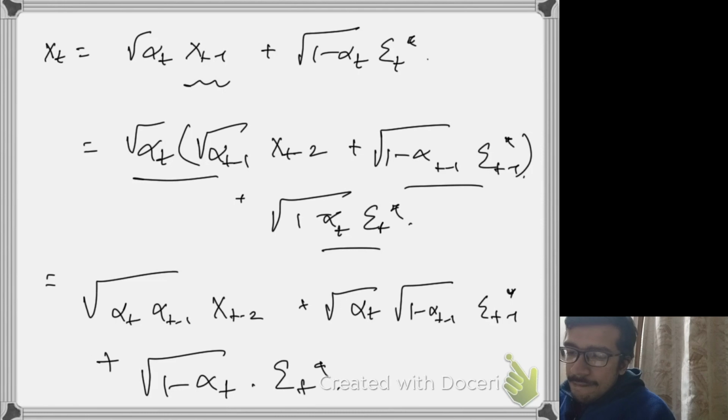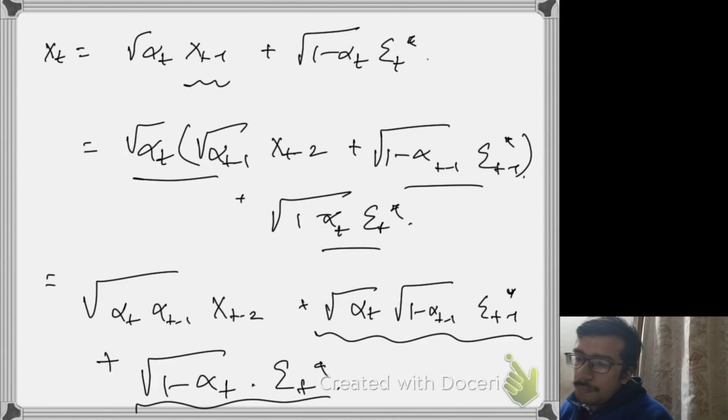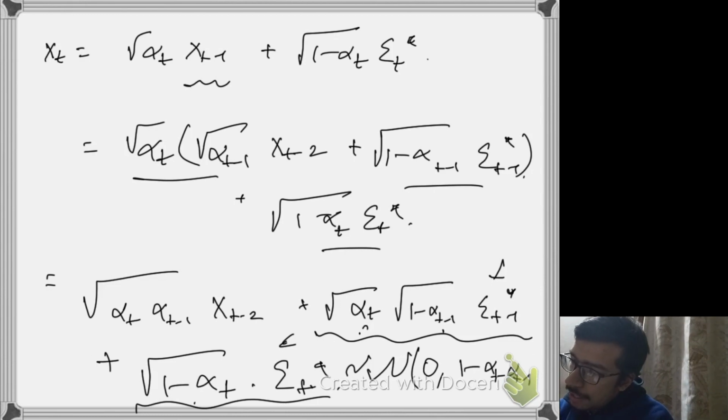Okay, and now I combine these two terms together. So this is the sum of two normal distributions, right? One of them has variance alpha t into 1 minus alpha t minus 1, the other has variance 1 minus alpha t. The means and the variances are going to add up because these are independent random variables. So essentially this sum is also normally distributed with mean 0 and variance 1 minus alpha t minus 1. So just add the two variance terms and this is what you're going to get.